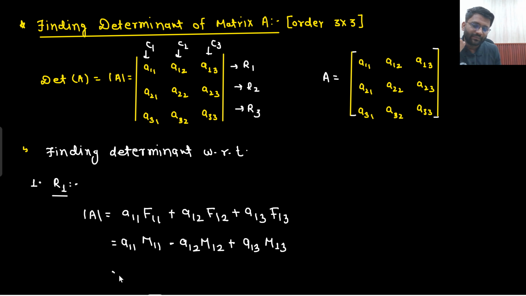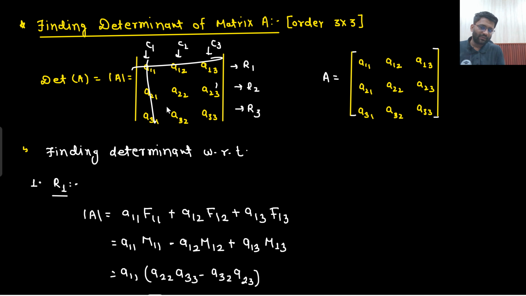Now A11, what will be M11? Block these two, what you will be getting: A22 A23 A32 A33. So after solving it, what I will be getting: A22 A33 minus A32 A23. Is that clear to you? Say yes or no. This matrix, this determinant I will get, which is A22 multiplied with A33 and A32 multiplied with A23. Then there is a negative sign, then I will write down A12 as it is.